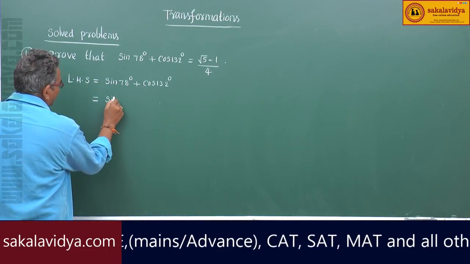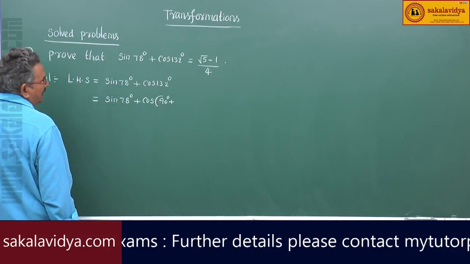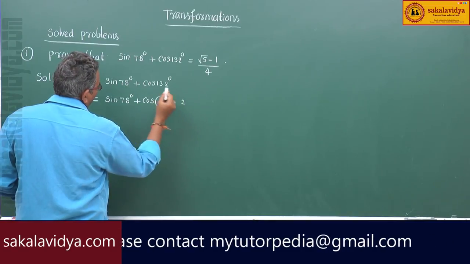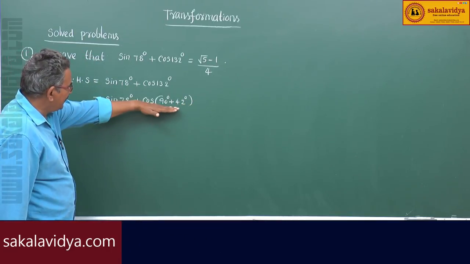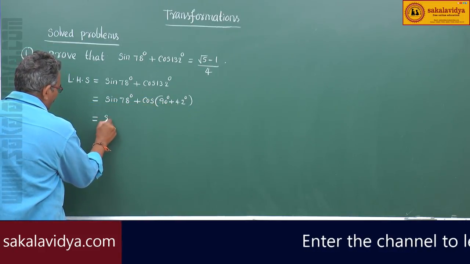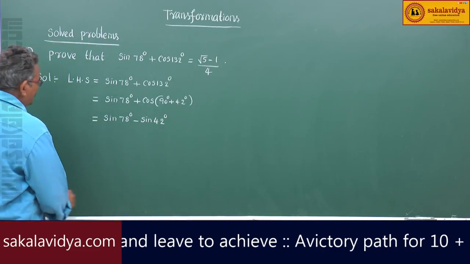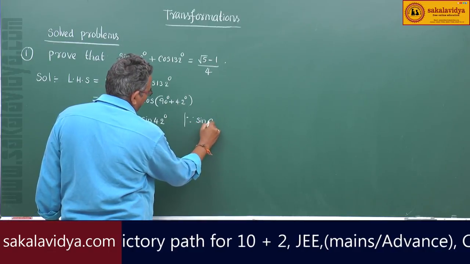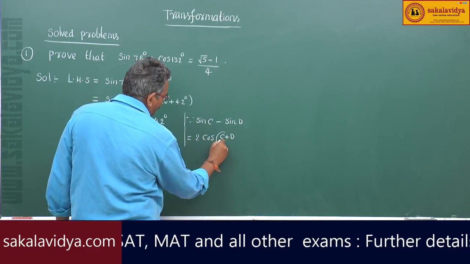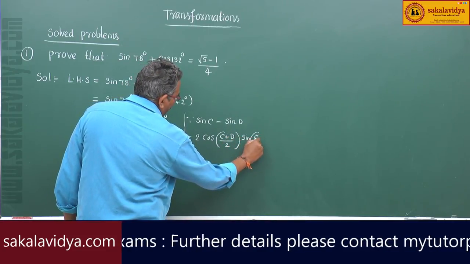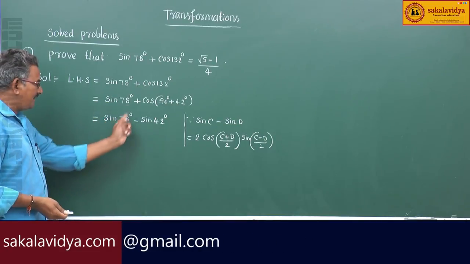So this can be written sin 78 degrees plus cos of 90 degrees plus, now let us see, 132 minus 90 is how much? 42. Next, we can write 42 degrees. Cos of 90 plus theta changes to minus sine. So sine 78 degrees minus sine 42 degrees. And now, you check it. This is in the form of sine C minus sine D. For sine C minus sine D, we have the formula 2 cos of C plus D by 2 and sin of C minus D by 2. Am I correct?